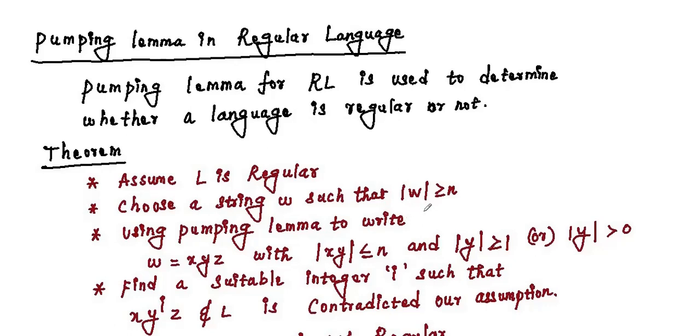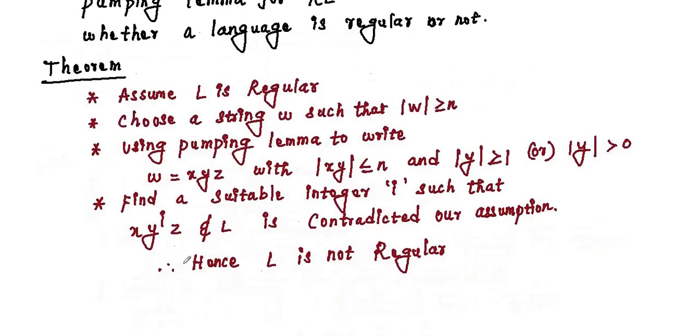The pumping lemma states that for any regular language L, there exists a constant n such that for any string W in L, we can divide string W into three parts x, y, z. The division should satisfy the conditions of the pumping lemma. The length of xy is less than or equal to n. The length of y is greater than or equal to 1, or y greater than 0. For every non-negative integer i, x y^i z is also in the language.